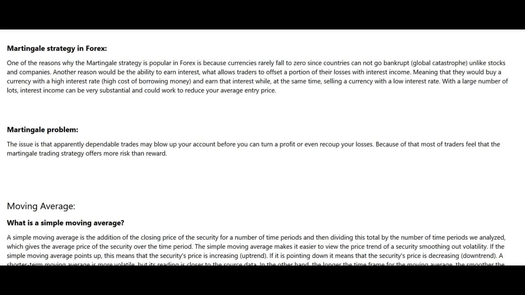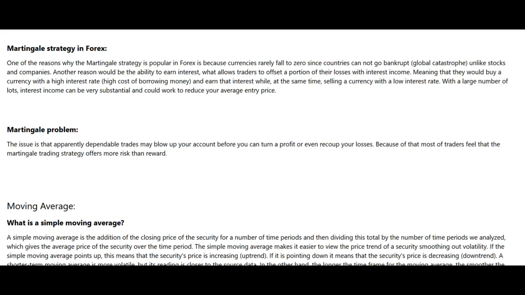meaning that they would buy a currency with a high interest rate, high cost of borrowing money, and earn that interest while at the same time selling a currency with a low interest rate. With a large number of lots, interest income can be very substantial and could work to reduce your average entry price.